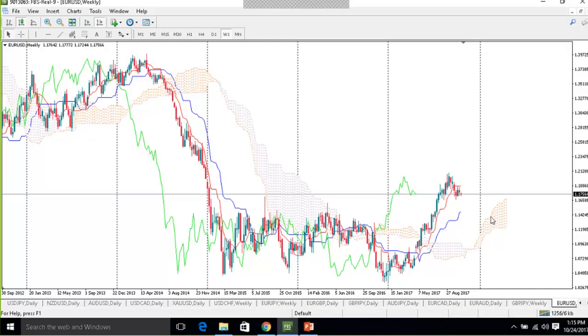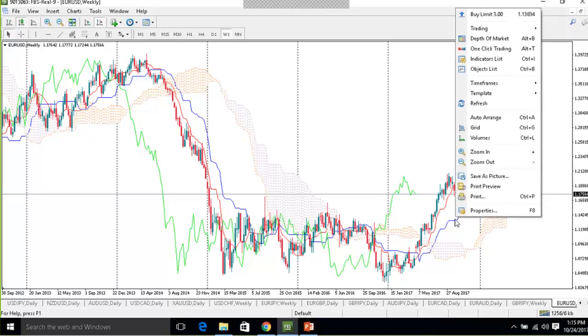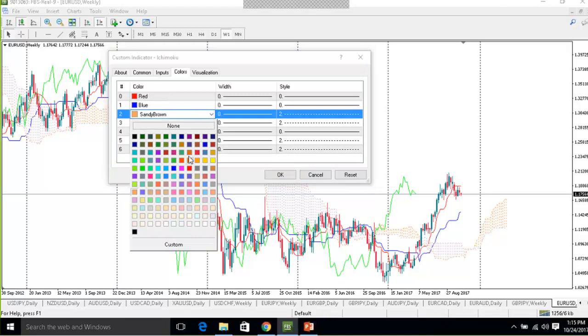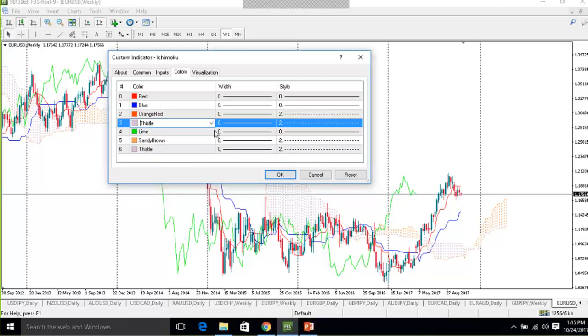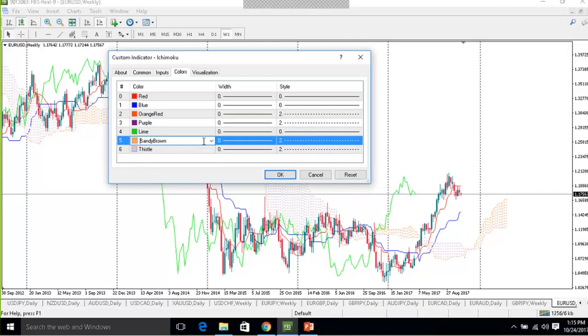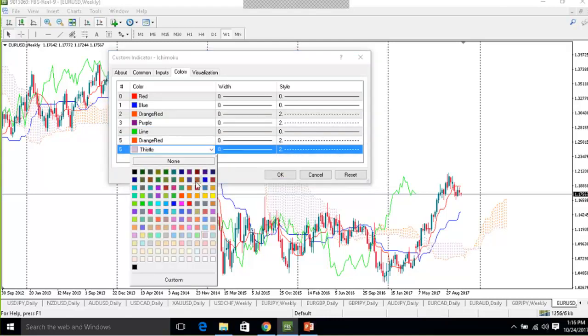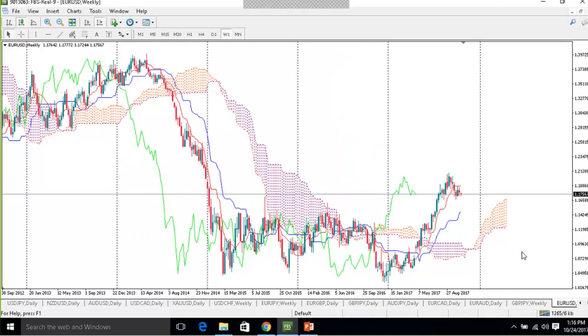I think we'll make the cloud a bit brighter because it's just not easily seen this way. Well, now it is better. So here we have the elements. And you notice that these elements are kind of spread by the chart.